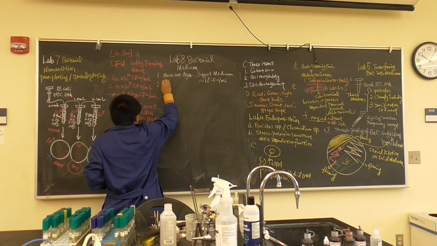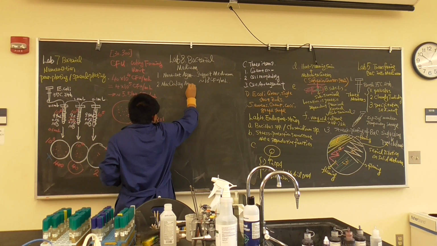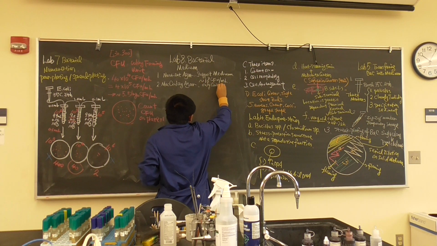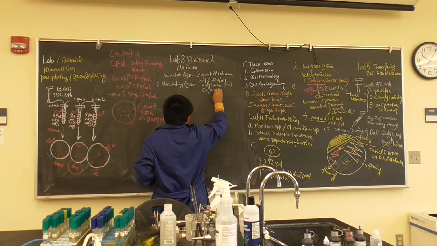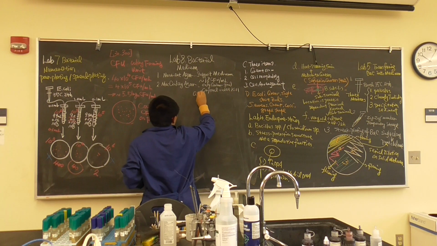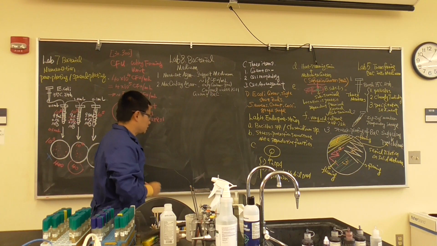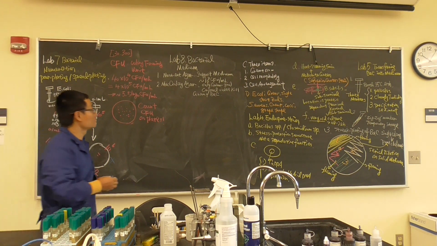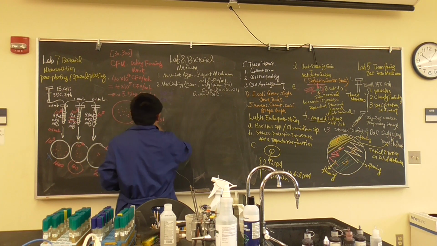Number 2, what do we have? MacConkey agar. MacConkey agar should allow only gram-negative bacterial growth because the components include crystal violet, which inhibits gram-positive bacteria. And remember, it can also differentiate two ways. What are those two? Lactose fermentation positive and lactose fermentation negative.